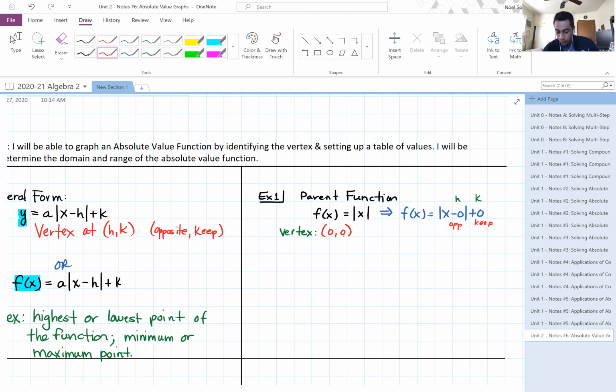All right, so those are the locations that I will look for if I'm looking for the vertex. Inside the absolute value, I will always take the opposite of that number. And then the outside, I will always keep that number. And that'll tell me exactly where my vertex is at, right? Because this is h, and then this is k.